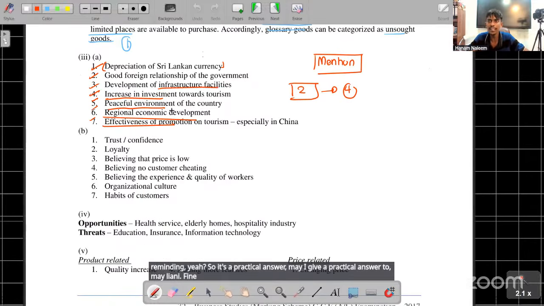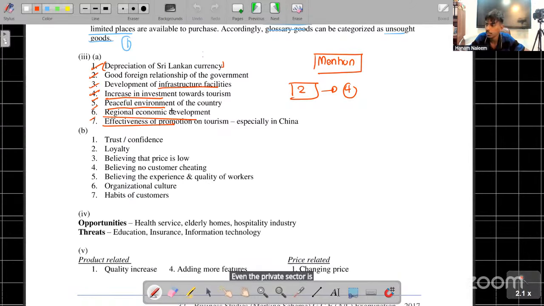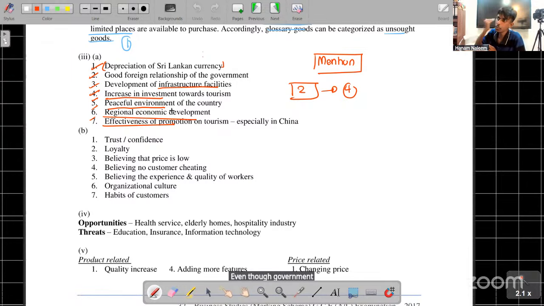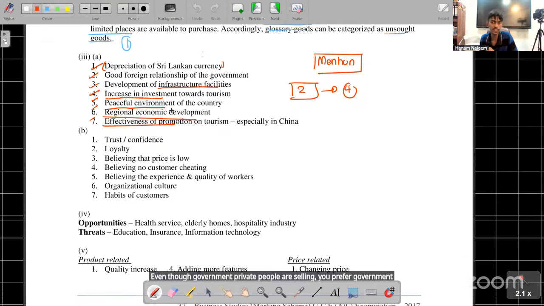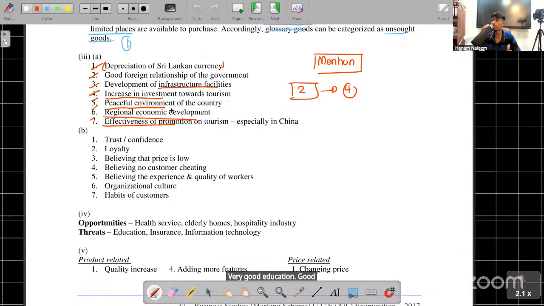Fine. So why? What's the reason you prefer to buy those goods from the government, even though the private sector is selling? Tell me one reason. Don't look at the scheme. Just tell me practically. Before that, tell me some products like that, where even though private people are selling, you prefer the government only. Education, very good. Hospitals, health. Buses. Good.